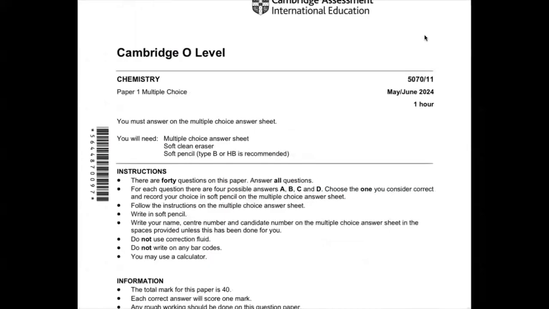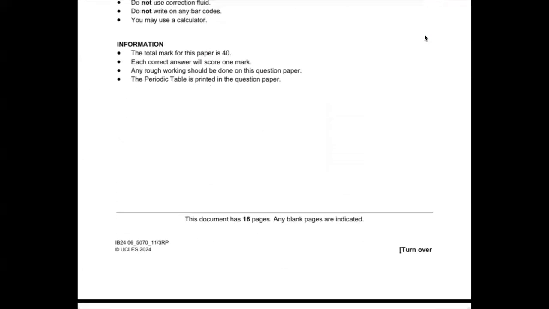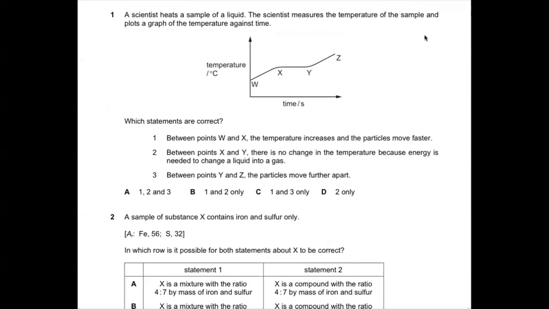Assalamu alaikum everyone. So today we are going to attempt O Levels Chemistry 5070 Paper 1 Variant 1. It's May/June 2024. Let's start with question number 1.